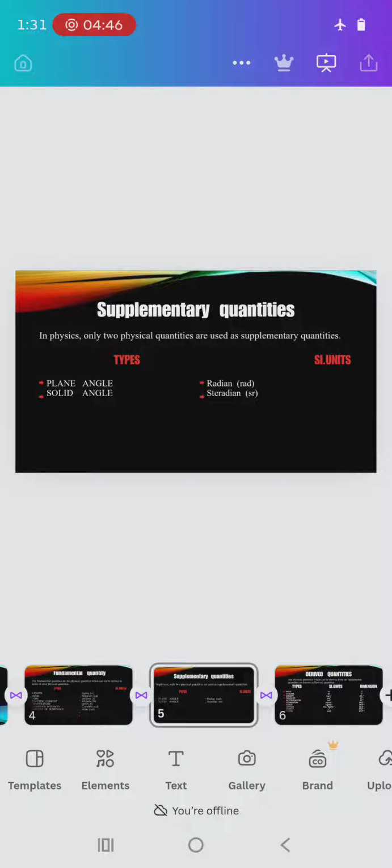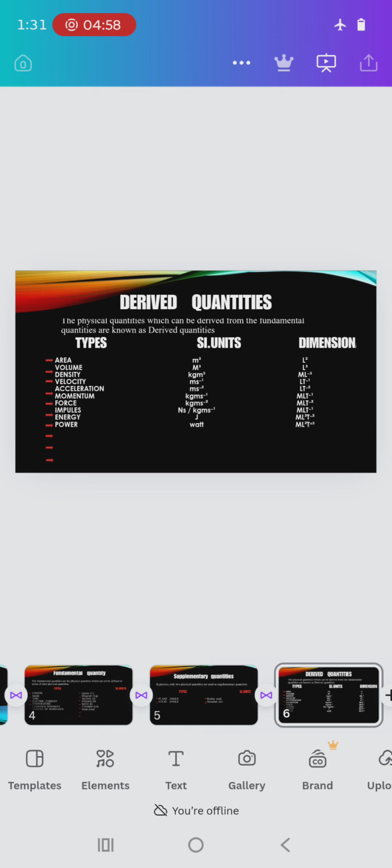The solid angle of a cone is given by the formula A by r squared. The solid angle of the sphere equals 4 pi. Next one is derived quantities. What are the derived quantities? The physical quantities which can be derived from the fundamental quantities are known as derived quantities.